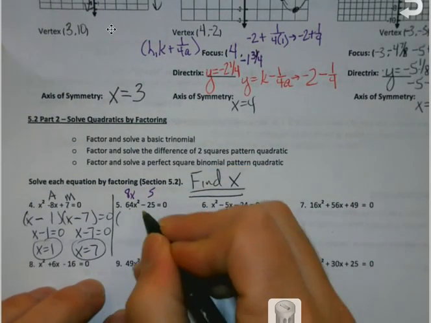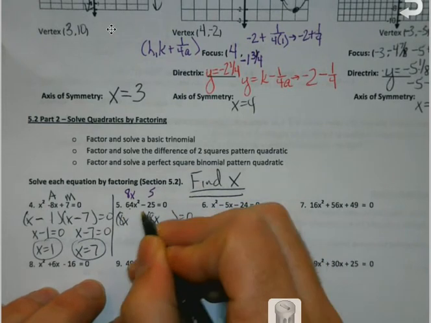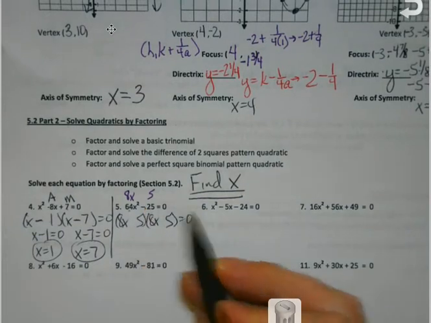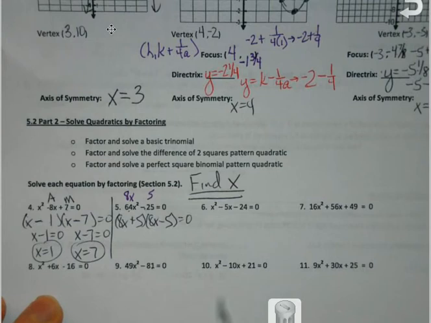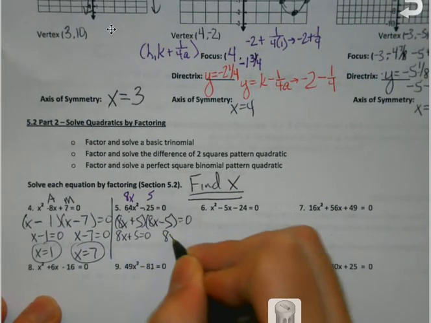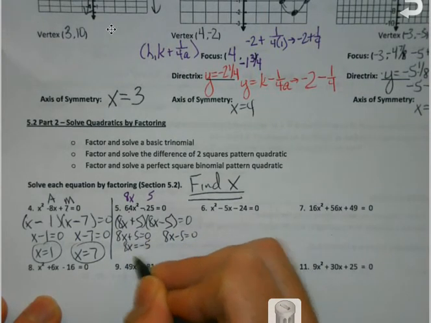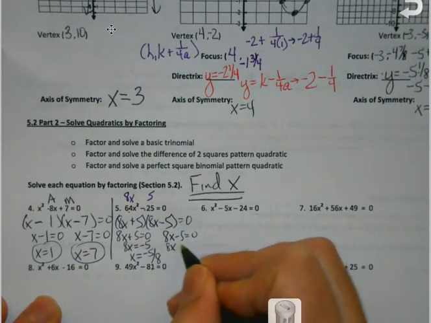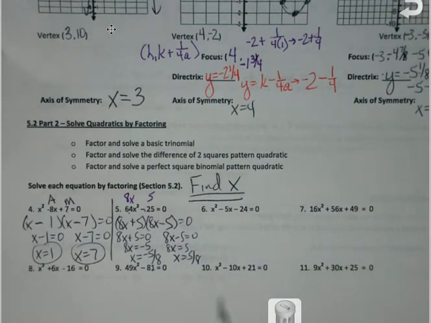So then, I just make my 2 sets of parentheses, put 8x in at the start of each, put 5 in at the end, and what are my signs going to be if I have to multiply to get negative 25? Right, one's positive, one's negative. And then just go ahead, set them equal to 0, and solve them. Okay. And that's how 49 works too, because they're both perfect squares.